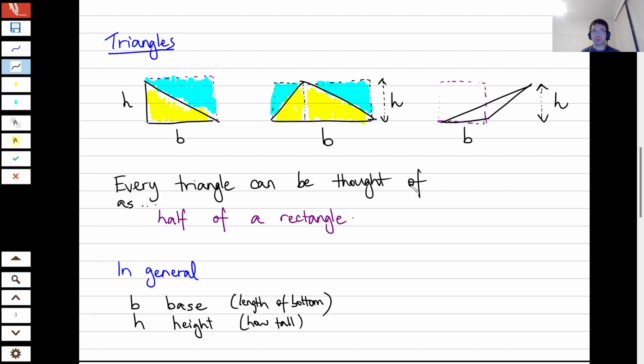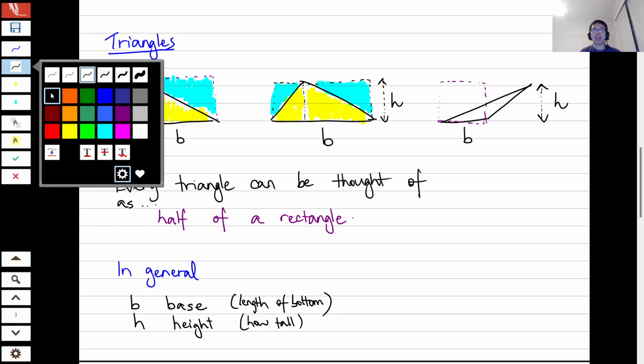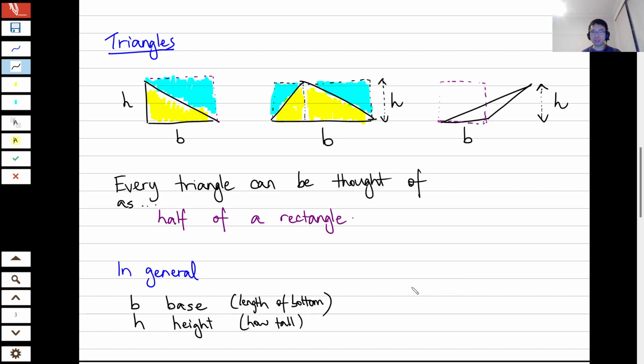So, in general, if I know that the triangle has base, B, along the bottom, and height, H, meaning the triangle is H tall, and I know that to get the rectangle, what I need to do is multiply the base and height to get the rectangle, what I need to do to account for the fact that a triangle is half a rectangle is take the area of the rectangle, b times h, and multiply it by half.